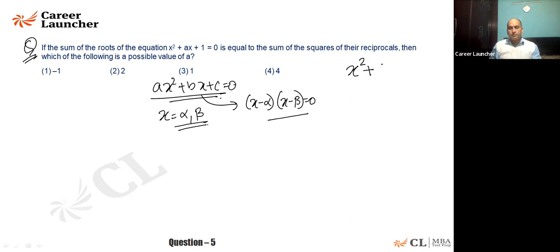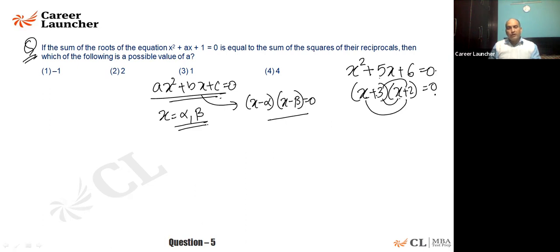X square plus 5x plus 6 is equal to 0 is the equation. I know I can write it as x plus 3 into x plus 2. आप इक्वेट कर लीजिएगा, आ रहा है, मैं आगे आपको बताऊंगा ऐसा क्यों. So I'll say x into x is x square, 3x plus 2x is 5x, and 3 into 2 is 6.